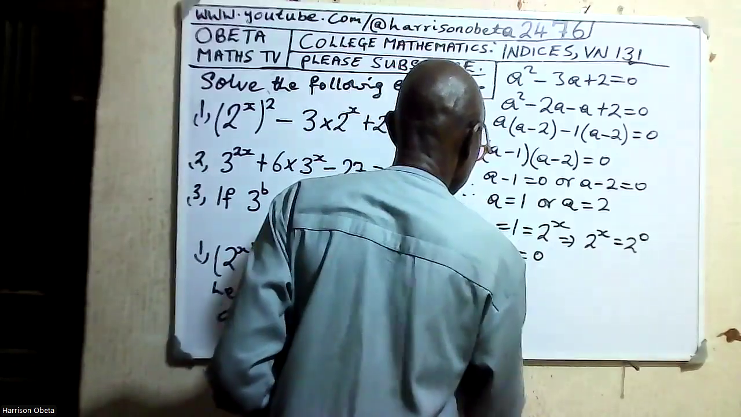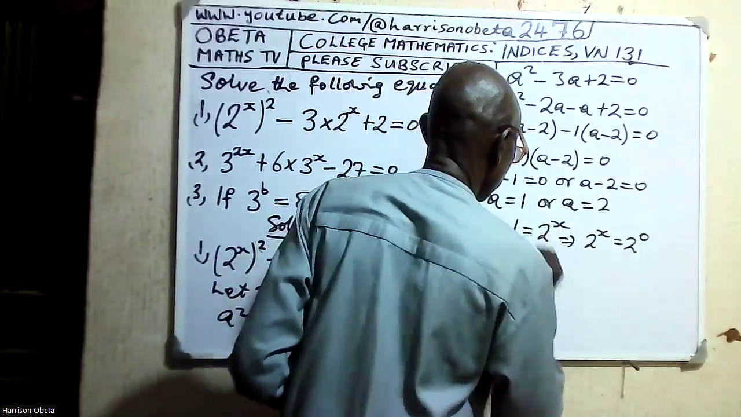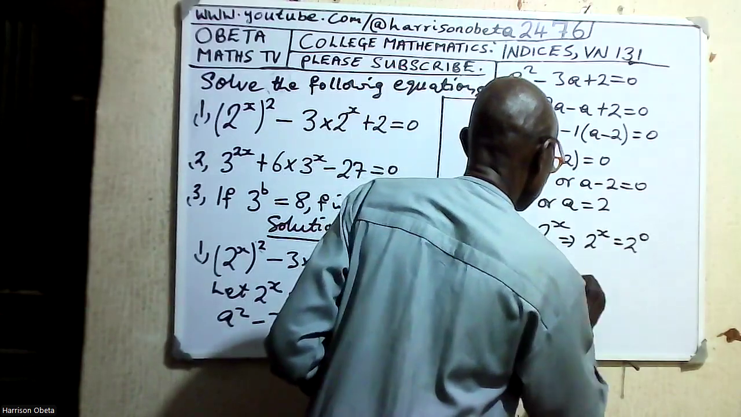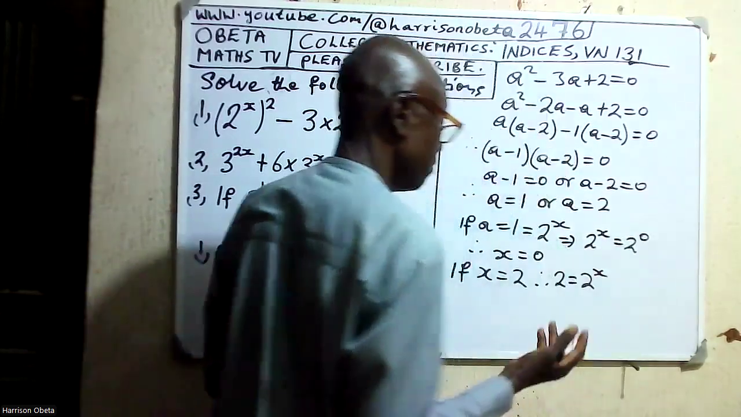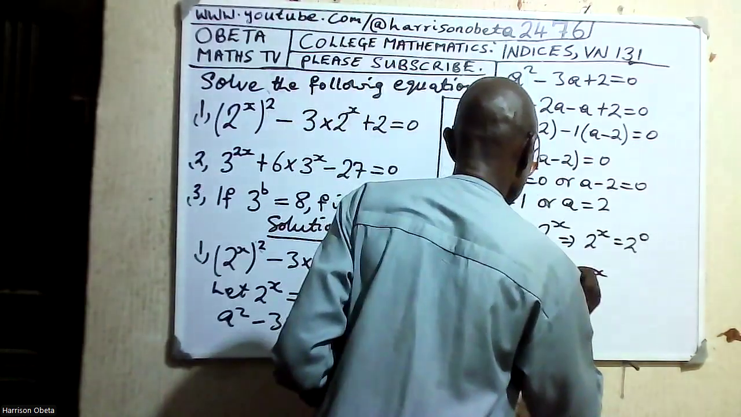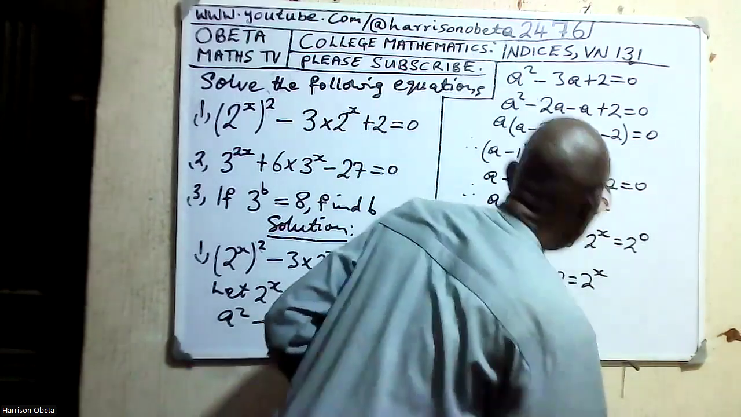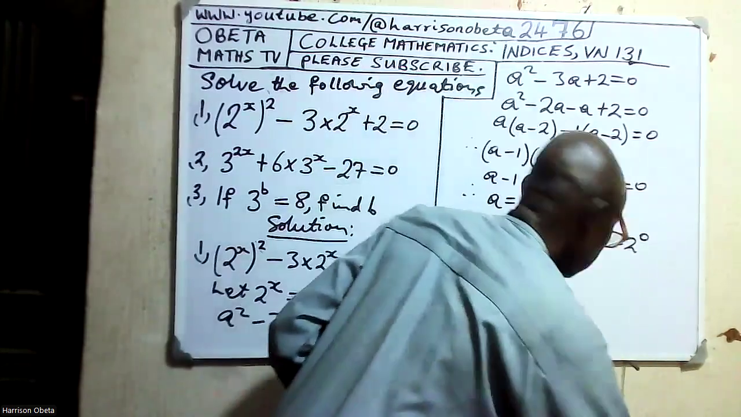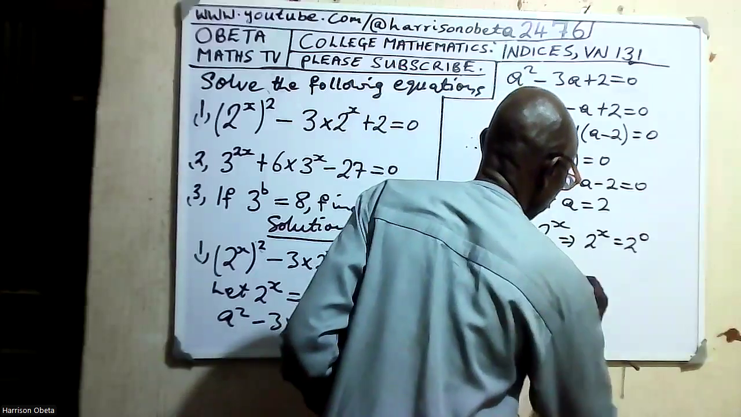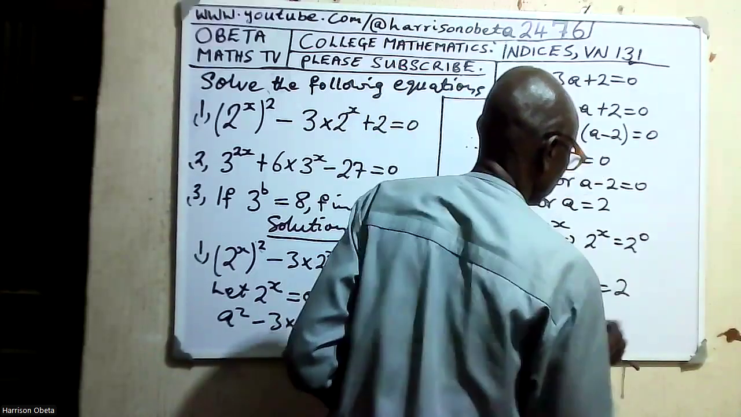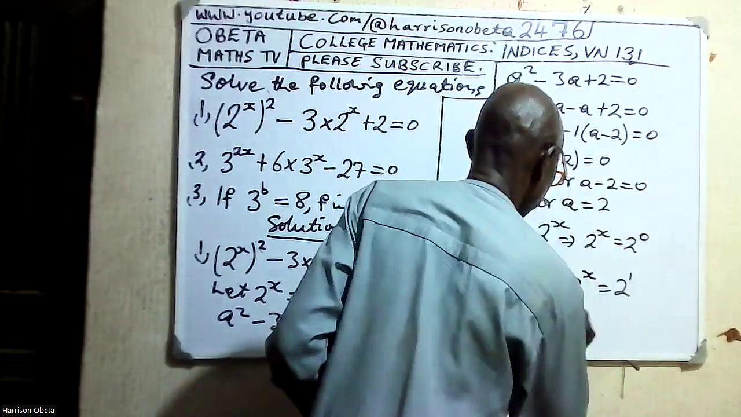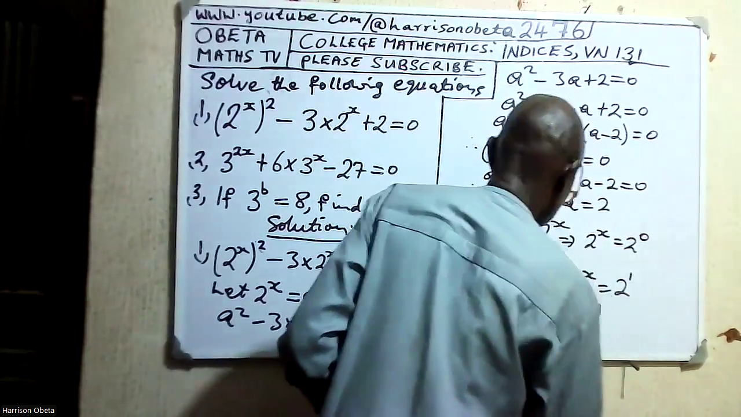Okay, if a is equal to 2, for instance, it then means that a is equal to 2 raised to x, which is equal to 2. And then 2, as I said earlier, is the same thing as 2 raised to 1. Therefore, x is equal to 1.